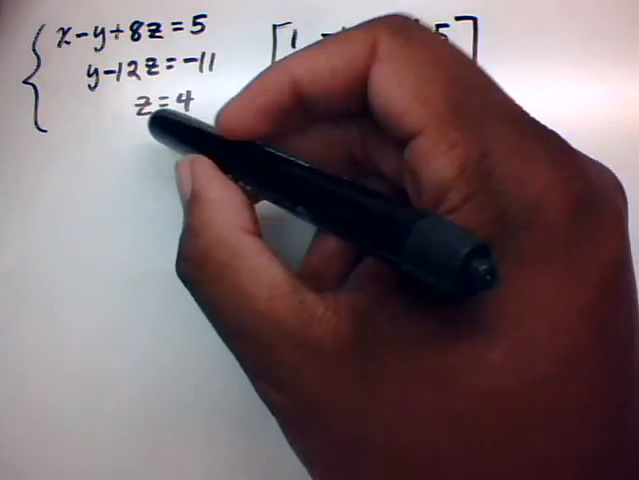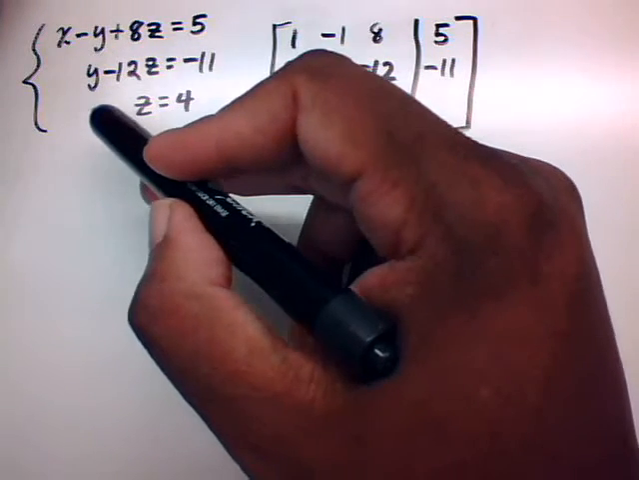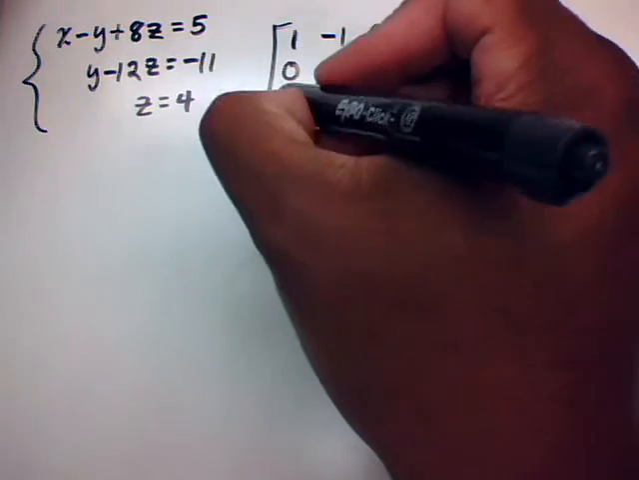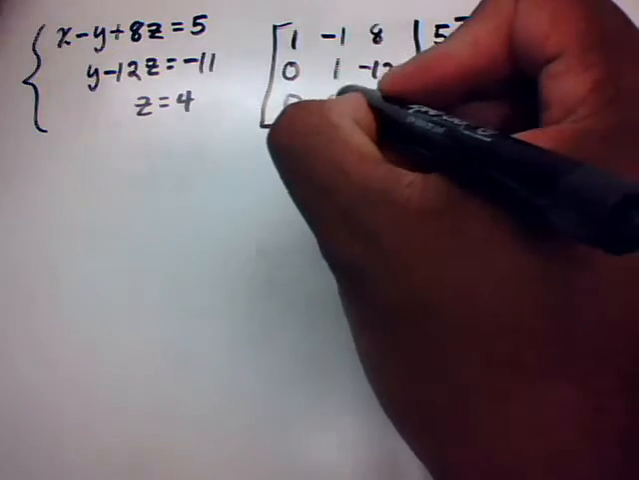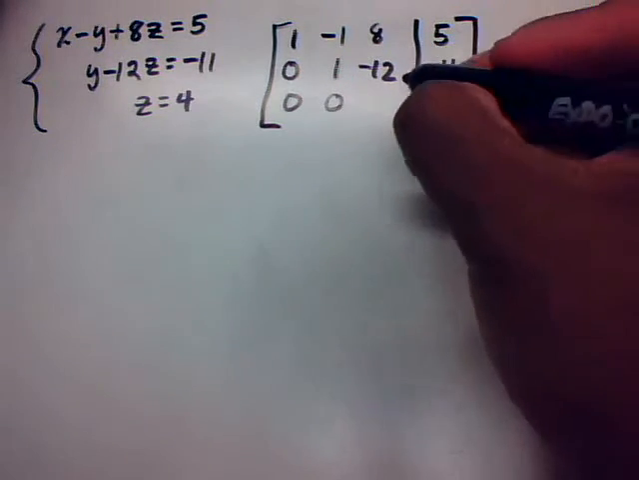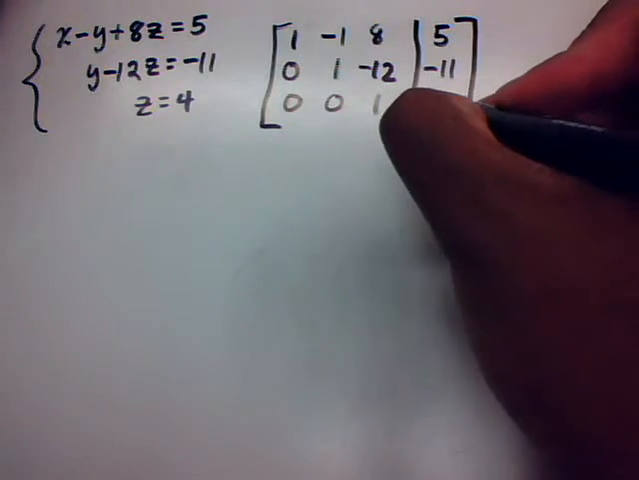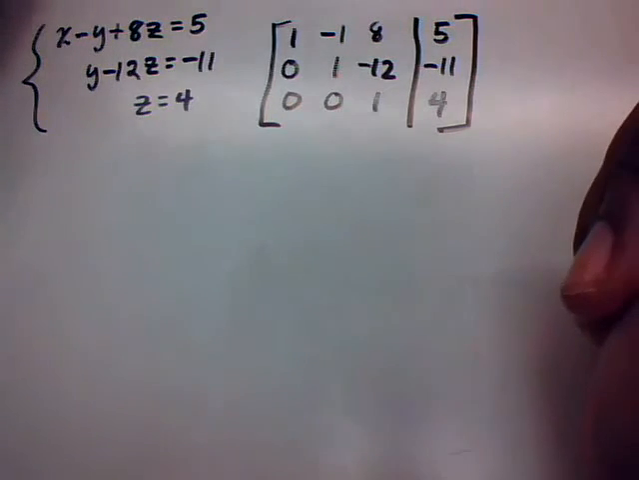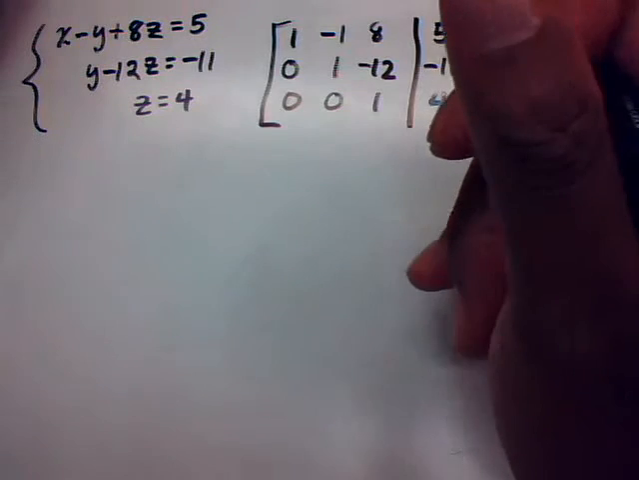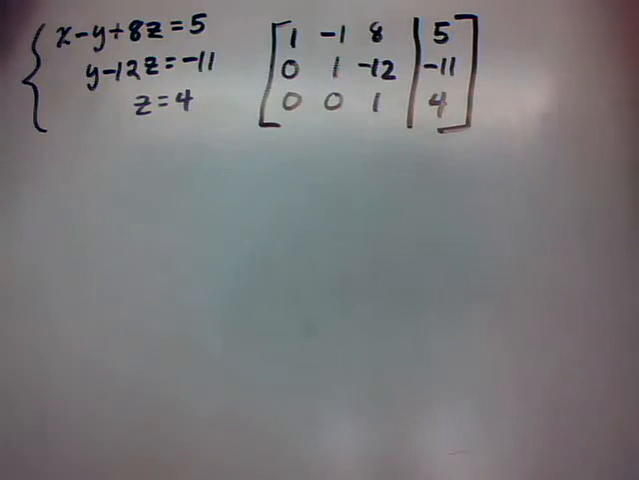Now for z is equal to 4, the x and the y terms are missing, so we need to put a 0 here and a 0 here for the x and the y. For the z, the coefficient is 1, and our constant is 4. So that's how we write this as an augmented matrix.